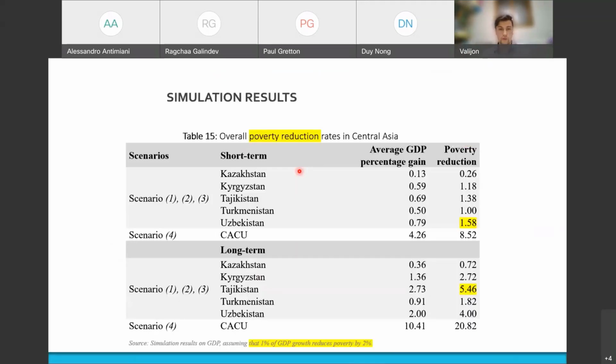And then we also converted GDP changes into poverty reduction. We found several pieces of literature that show that 1% of GDP growth reduces poverty by 2%. That's why we used the average GDP percentage gain from all of scenario 4, because scenario 4 is not different scenarios, but just four parts of the same story. So Uzbekistan has the highest poverty reduction rate, almost 1.5%, while in the long term, Tajikistan is the country that has the highest poverty reduction rate.